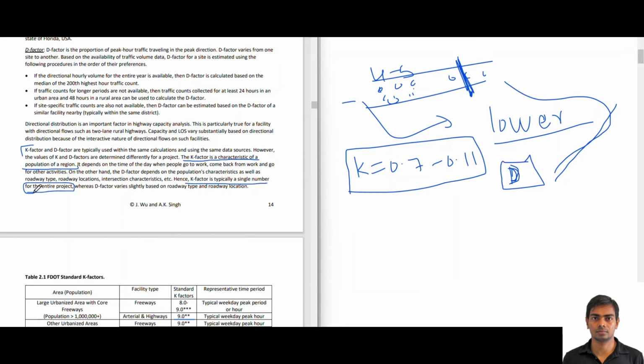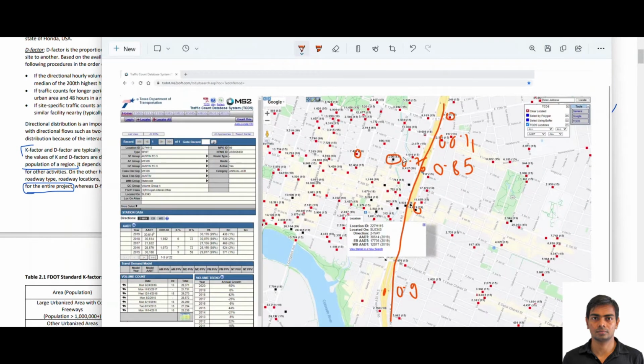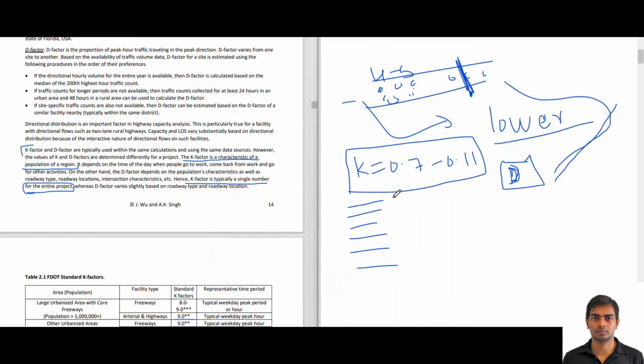That's very, very important. What I have seen on many projects is that people calculate different K factors from different maps, for example different K factors from different locations, and then they either take the maximum, or average them out, or take one of the upper numbers. However, ideally we should be using the K factor as a single number and not use K factors which are spread out through the network. Whereas D factor varies significantly based on the roadway type and roadway location.